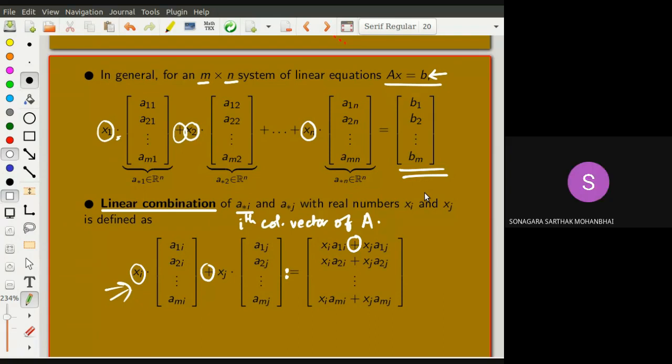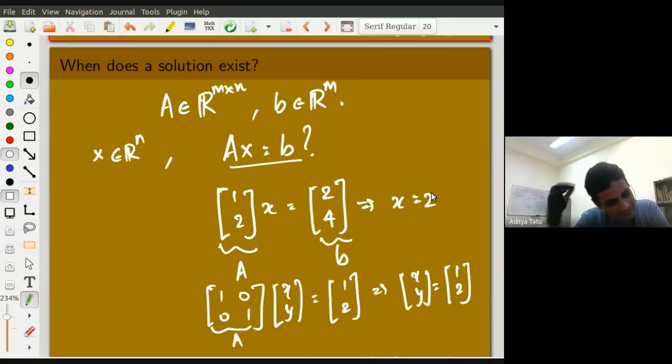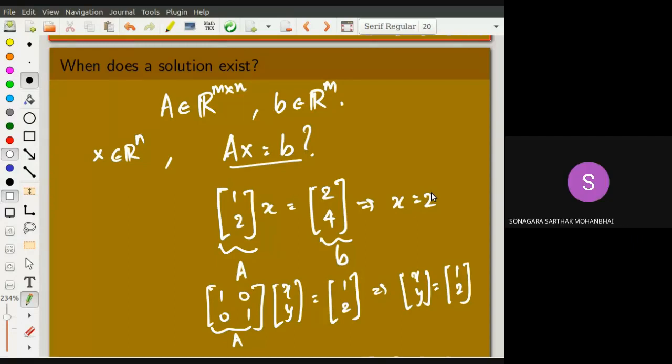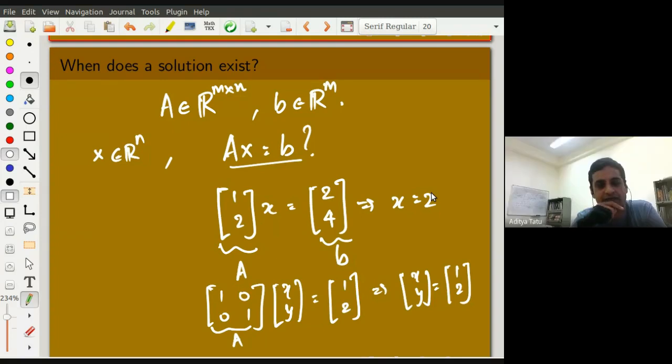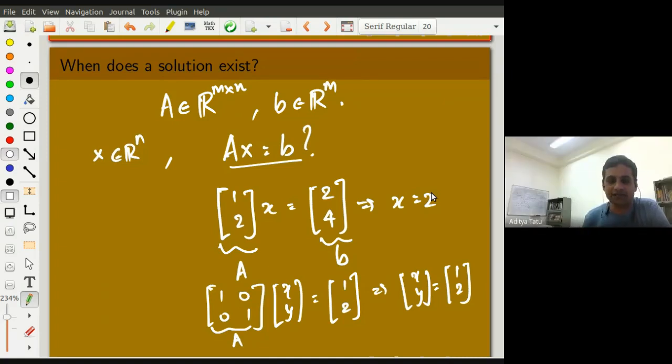Sir, the condition is on B. Sir, when A star i and A star j are same, but Bi is not equal to Bj, the solution will not exist. In all other cases, the solution will exist. No. Once again, when A star i and A star j are same, i not equal to j, and Bi is not equal to Bj, then the solution will not exist. Otherwise the solution will exist. Just a minute, I'll give you an example.